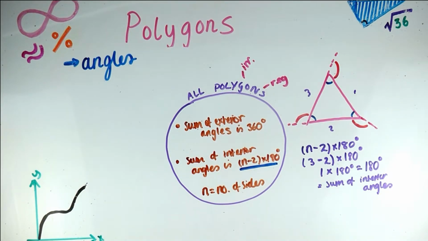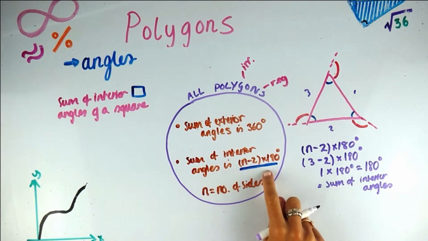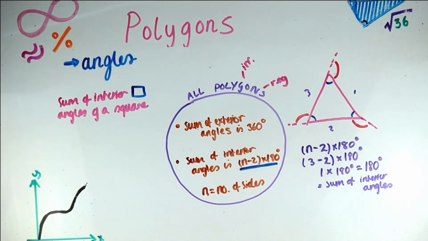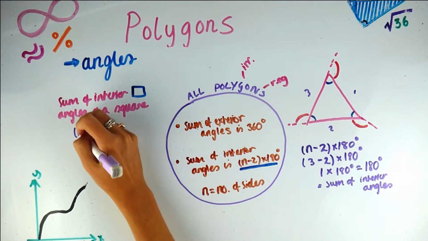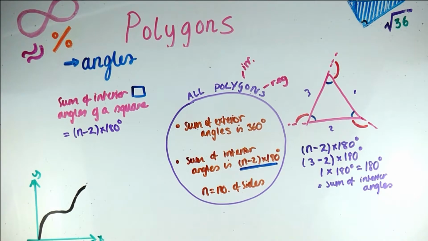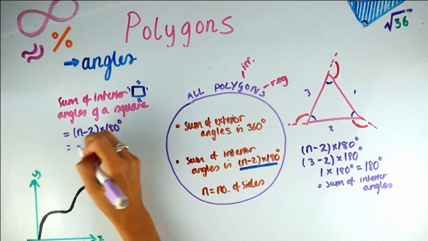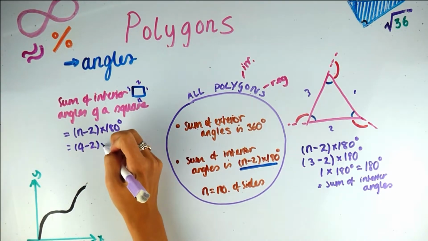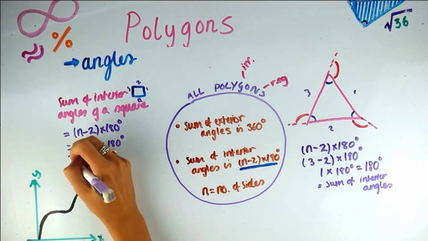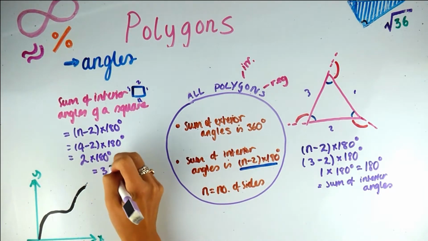Let's see what would happen if we did that with a square. The sum of the interior angles is, because a square is a regular polygon, this also counts in all polygons. So the formula is n minus 2 multiplied by 180 degrees. Now we know n. How many sides does a square have? 1, 2, 3, 4. So n is 4, so 4 take away 2 times 180 degrees. So 4 subtract 2 is 2, multiplied by 180 degrees, which is 360 degrees.